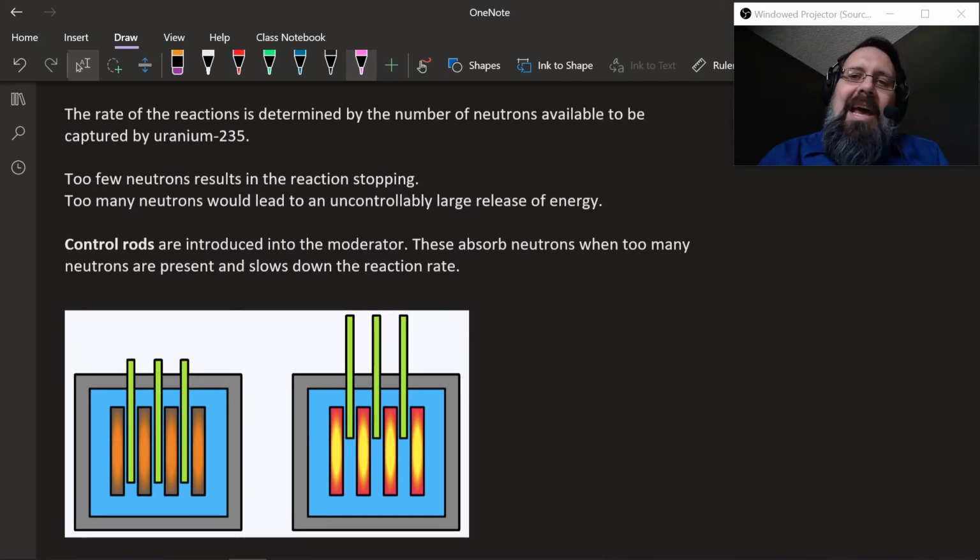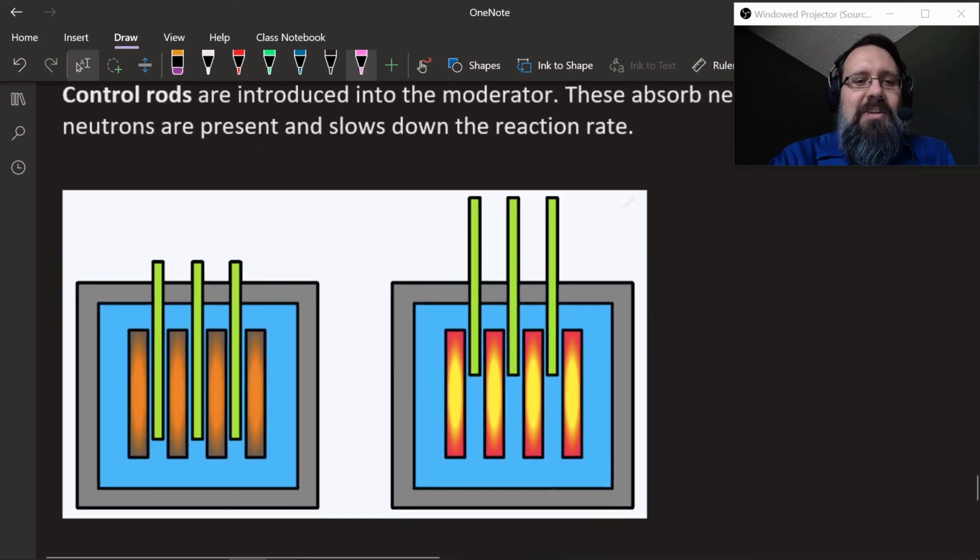The rate, how quickly these reactions happen, is based on how many neutrons there are. So if the reaction is going too slow, you can speed it up by making more neutrons react. If there's too few neutrons, the reaction will stop. If there's too many, it can lead to an uncontrolled release of energy. And the way you fix this is with something called a control rod. That's what these green things are.